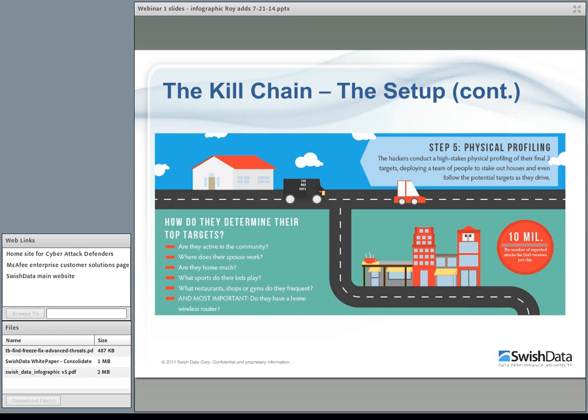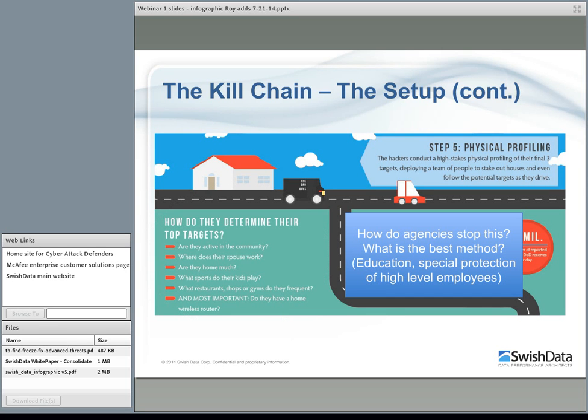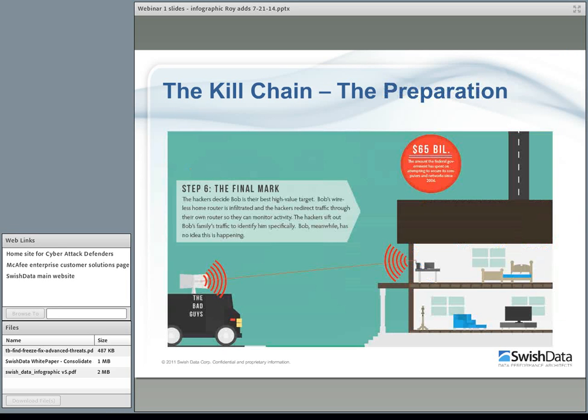Once they identified the person, one question was, how do we defend against this? This is not something that is even cybersecurity related. This is very much social engineering, and the only way we can defend against this is really education and possibly special protection against people who we believe are high value or the most likely to be attacked.